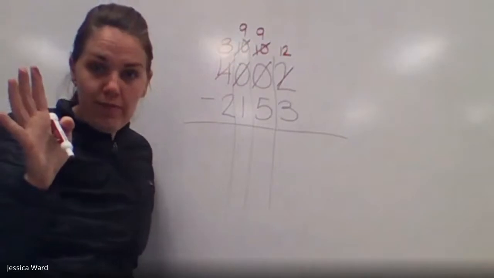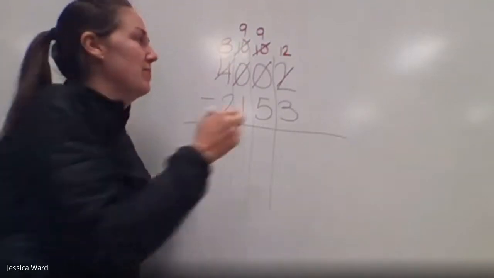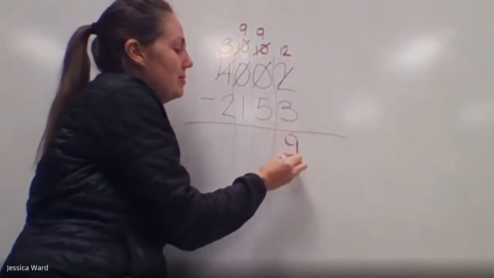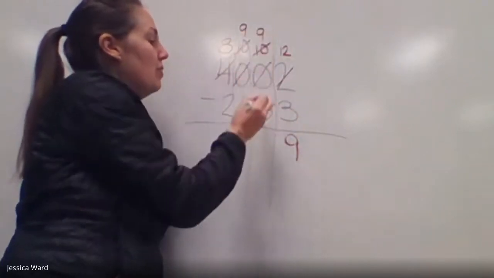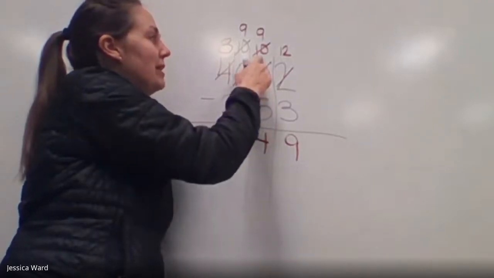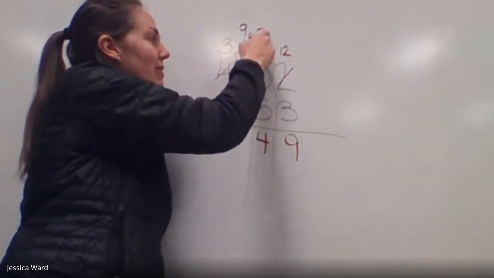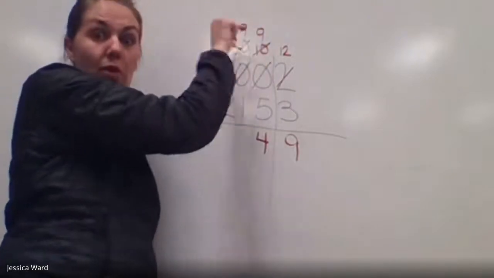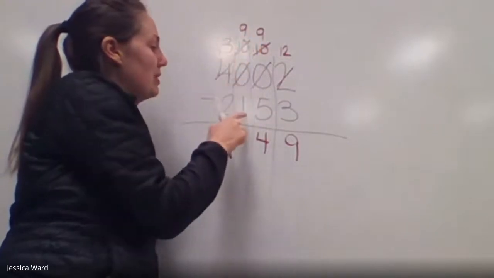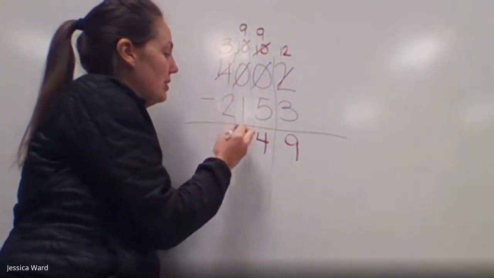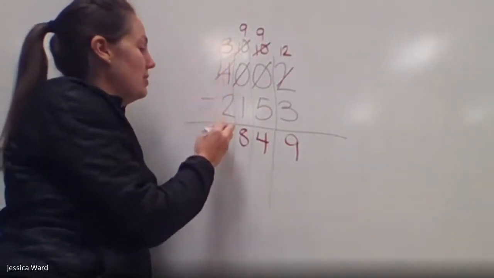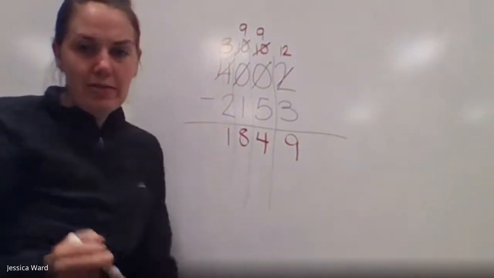And now I'm finally ready to subtract. So now I can say 12 take away 3 is going to be 9. 9 take away 5 is going to leave me with 4. Because remember, I don't have 10 anymore. I don't have 0 anymore. I have 9 tens that I have already moved over. Now I have 900s. I'm taking away 100. I have 800s. And I have 3,000. Take away 2,000 is going to leave me with 1,000.